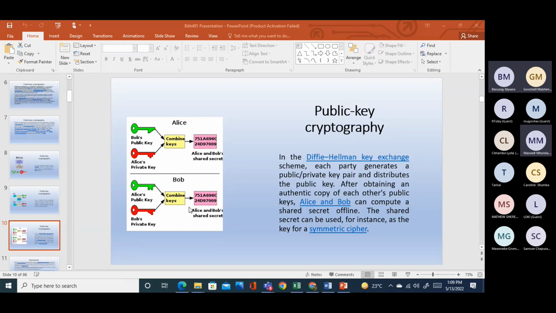Right, so we were on Diffie-Hellman. Here the combined key is Bob's public key and Alice's private key, which produces a shared secret key. And on the other side, Bob, it will be Alice's public key and Bob's private key. It is used to decrypt the same thing.